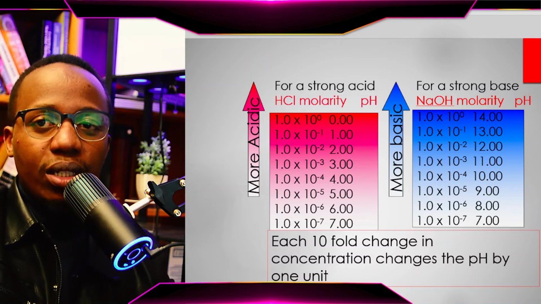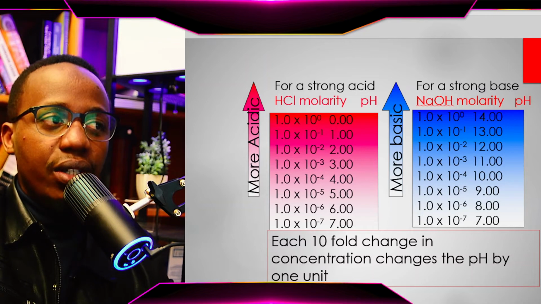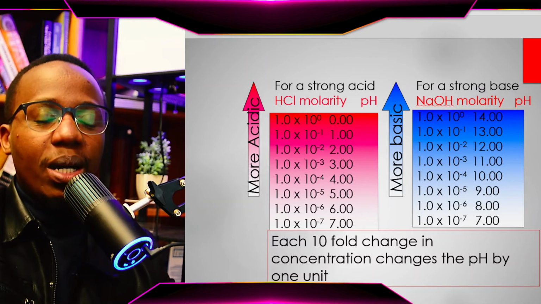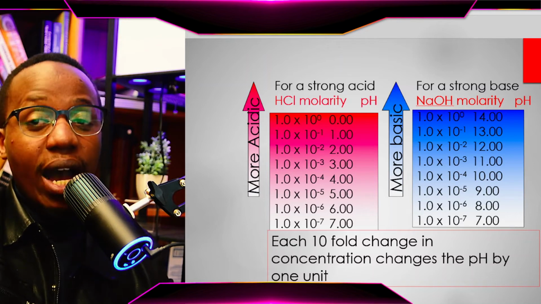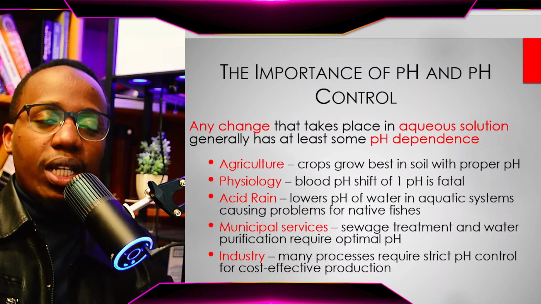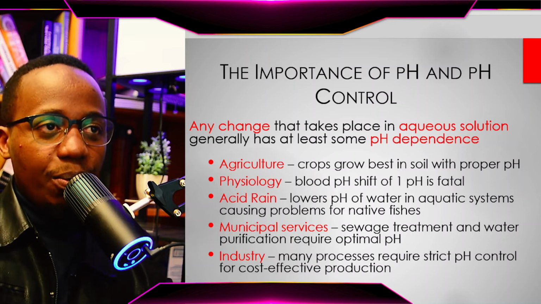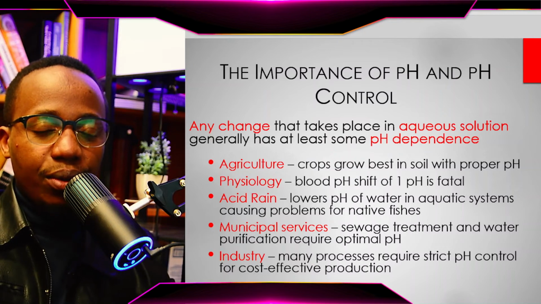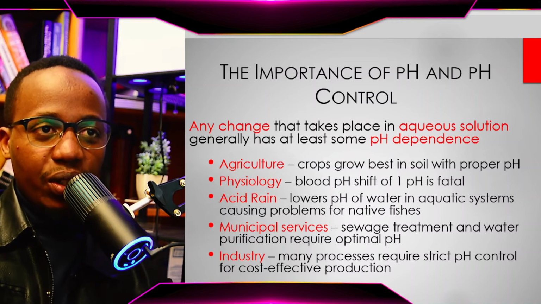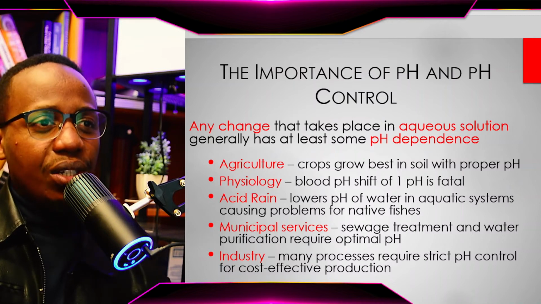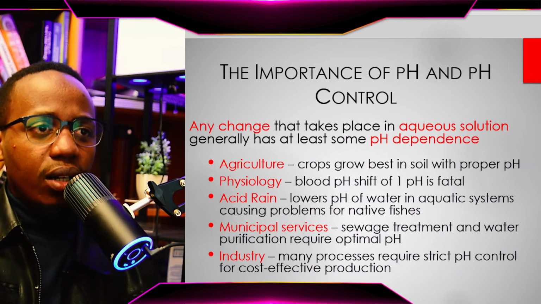So that's why we need to maintain pH very, very steadily in your body, and we'll talk about how we do that. So a few areas where we need pH, for example, in agriculture, you have to monitor the pH of the soil. In physiology, in the body, you gotta monitor the pH of the blood.